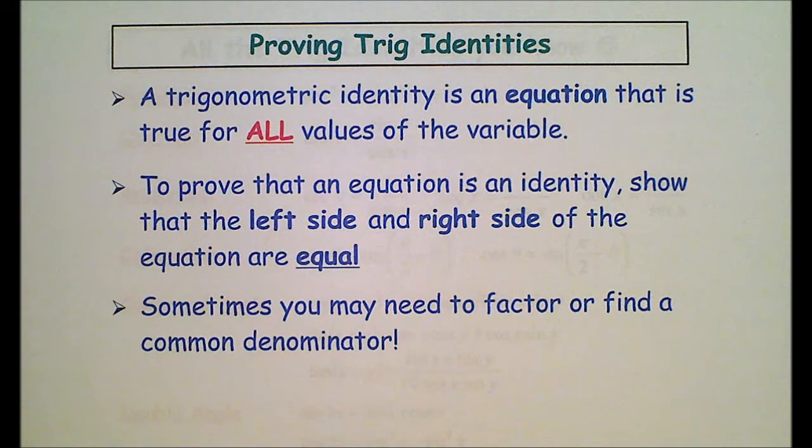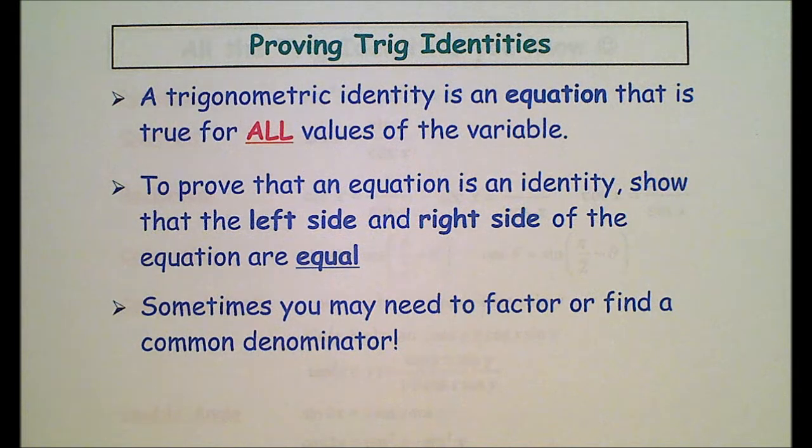Okay, we're going to go through some examples of trig identities that you saw in the lesson. So a trig identity is an equation that is true for all values of the variable. And to prove that an equation is an identity, you're going to show that the left side and right side of the equation are equal. And sometimes you may need to factor or find a common denominator.